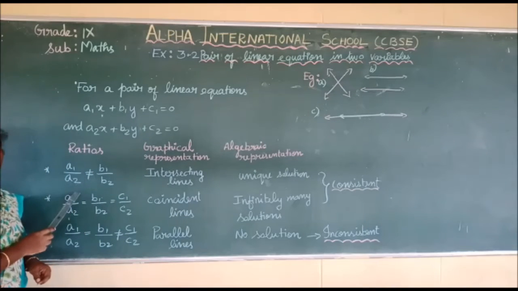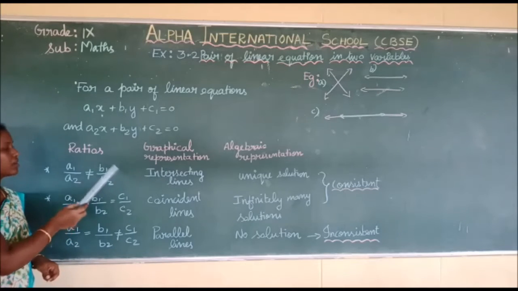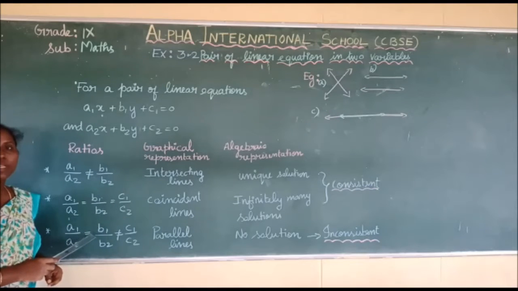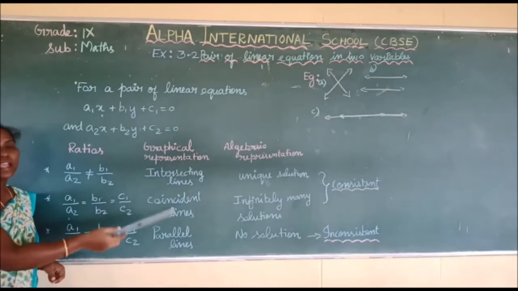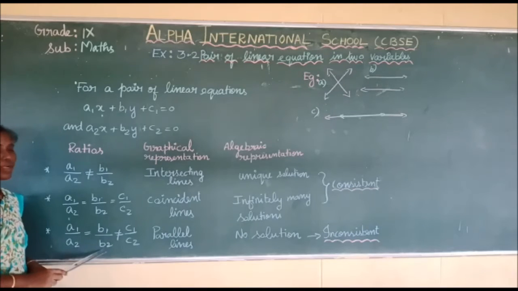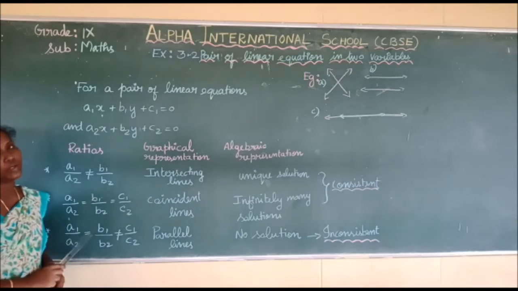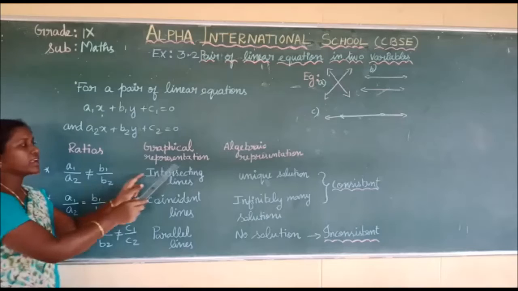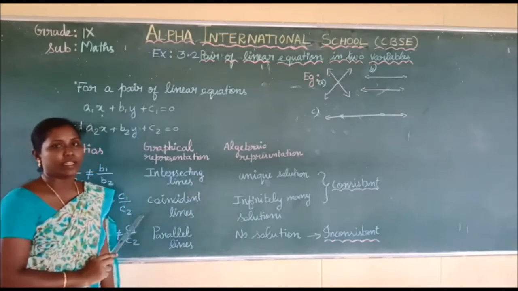First one, a1 by a2 is not equal to b1 by b2: such a comparison has a unique solution. If a1 by a2 is equal to b1 by b2 is equal to c1 by c2, all the ratios of the coefficients are equal, it means it has infinitely many solutions. If a1 by a2 is equal to b1 by b2 but not equal to c1 by c2, it means it has no solution. I hope you are clear with this. By seeing the coefficients itself, I can give the representation graphically as well as algebraically.